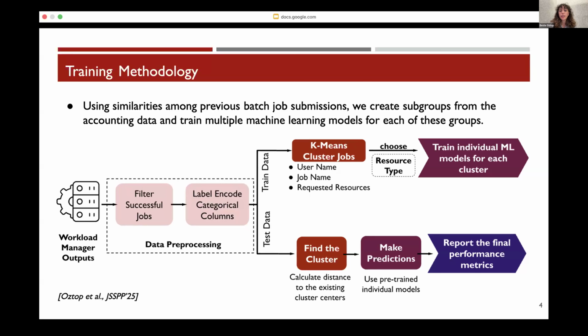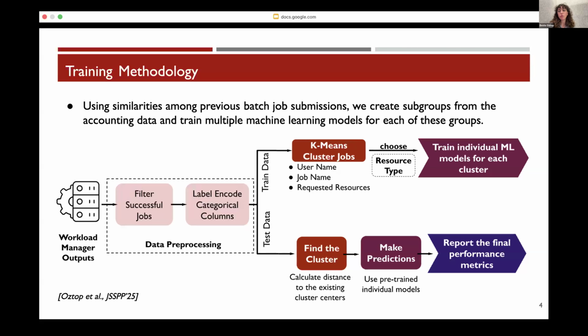After separating the training and testing data, we first k-means cluster the jobs based on their submission parameters, such as username, job name, and requested resources. And we choose the resource type that we want to train our models on to predict. This can be the execution time of the job, number of cores to request, or the maximum memory size.